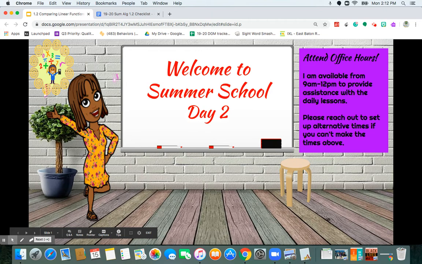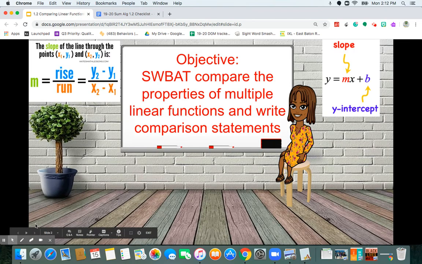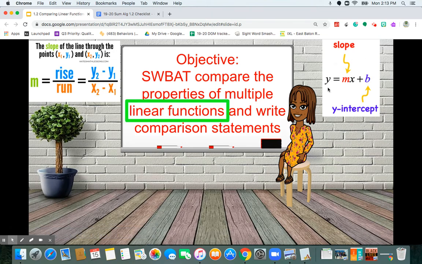So let's get started with our lesson for today. Today's objective: students will be able to compare the properties of multiple linear functions and write comparison statements. When we see this term linear functions, I just want you to remember we are talking about a line, the equation of a line. You are familiar with the equation of a line, so don't let the vocabulary intimidate you.